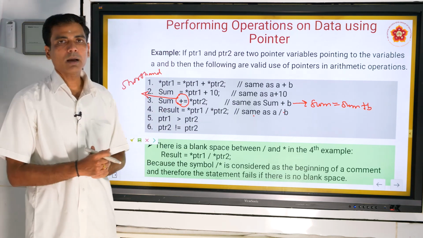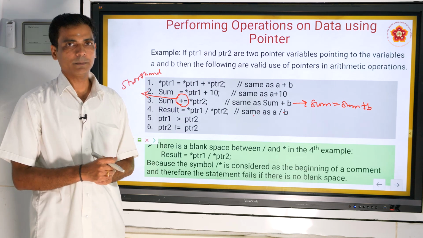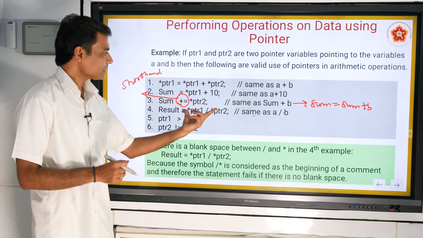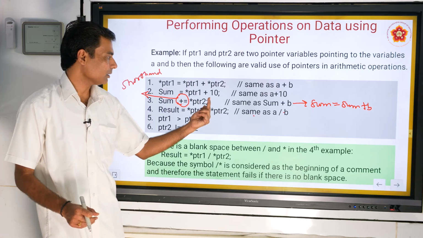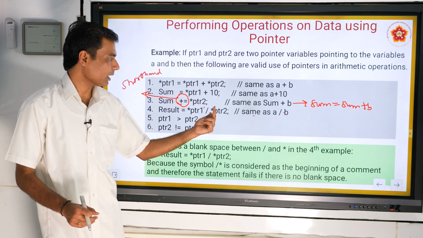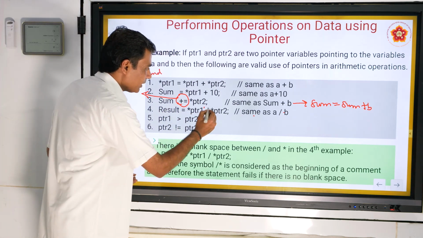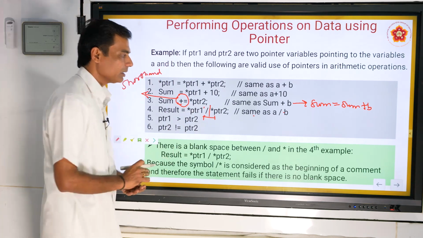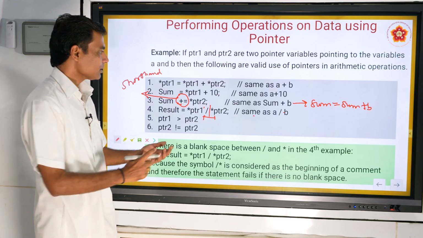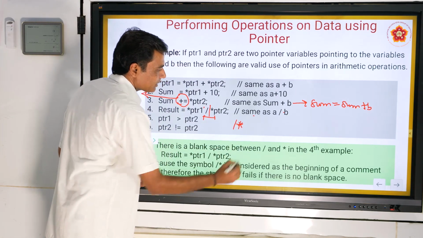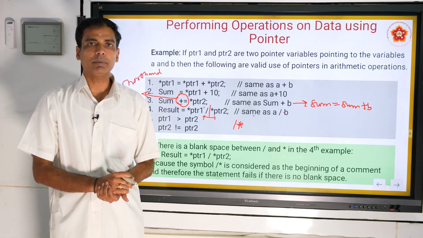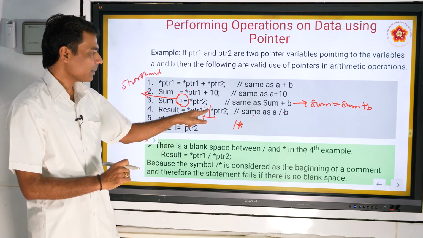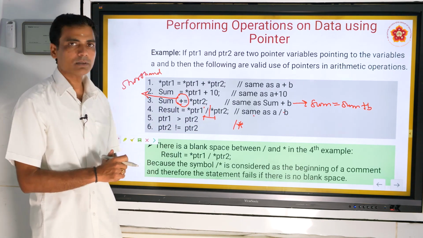And these are the two comparison expressions that we are using. How these comparison expressions will be evaluated, we will see later on. But let's focus on this line, *ptr1 space / space *ptr2. Here if you notice, we have given a space between the slash operator and the star. Why? Because if you write slash and star together, it will be treated as the beginning of a comment. So that's why we must give a space between the division operator and the star.